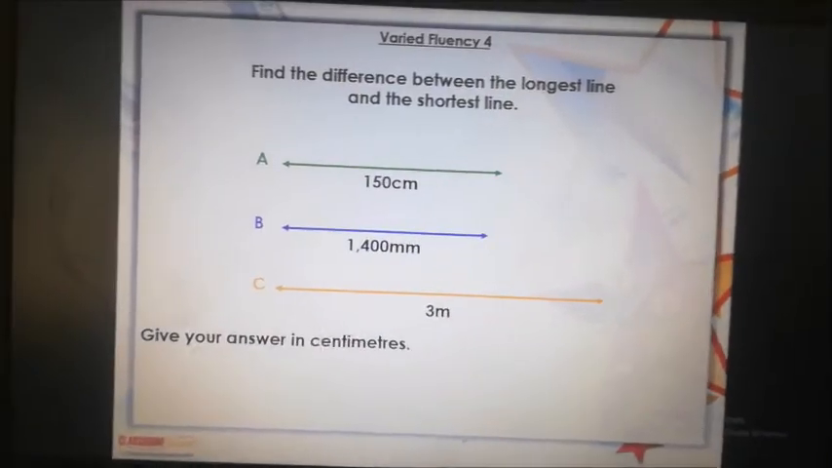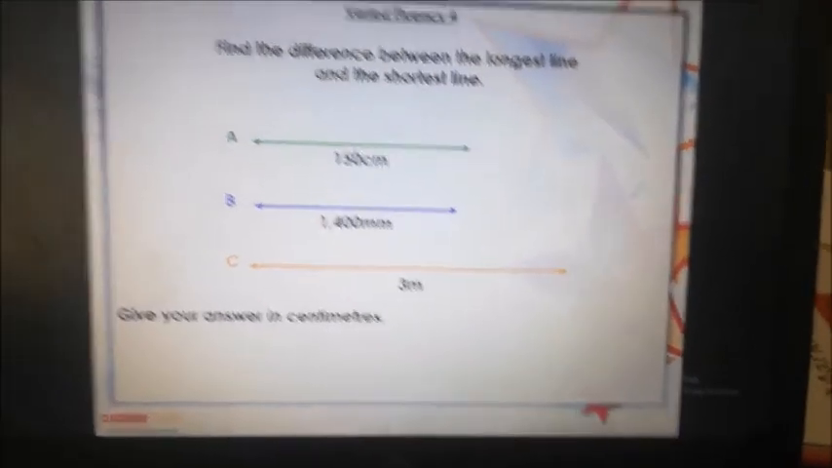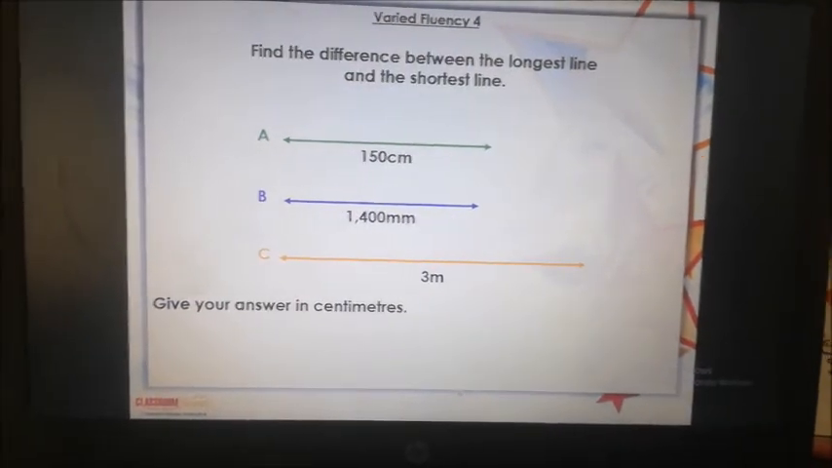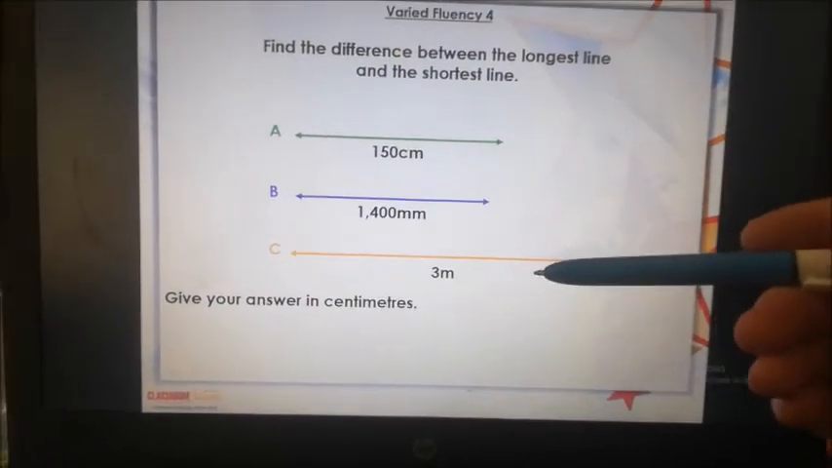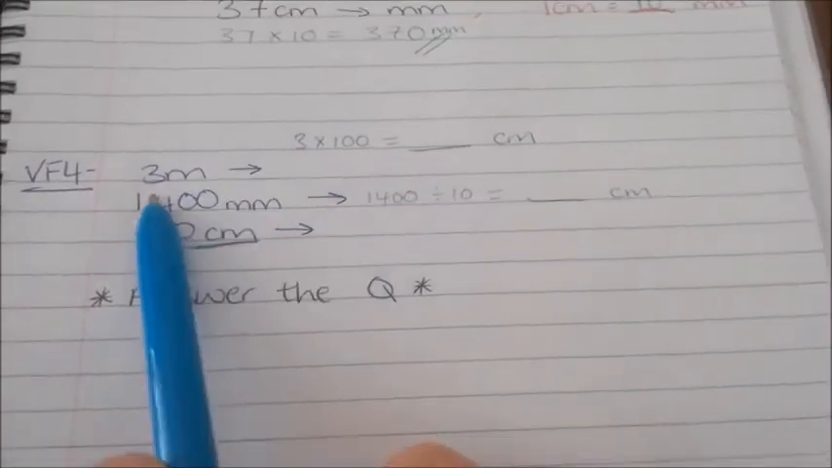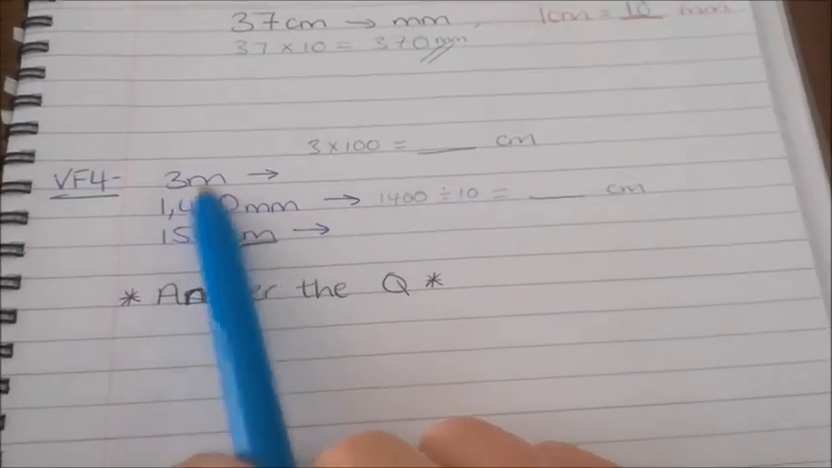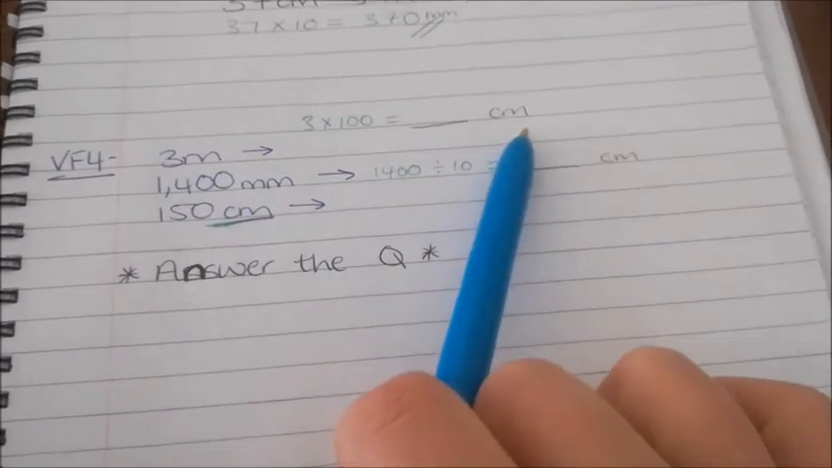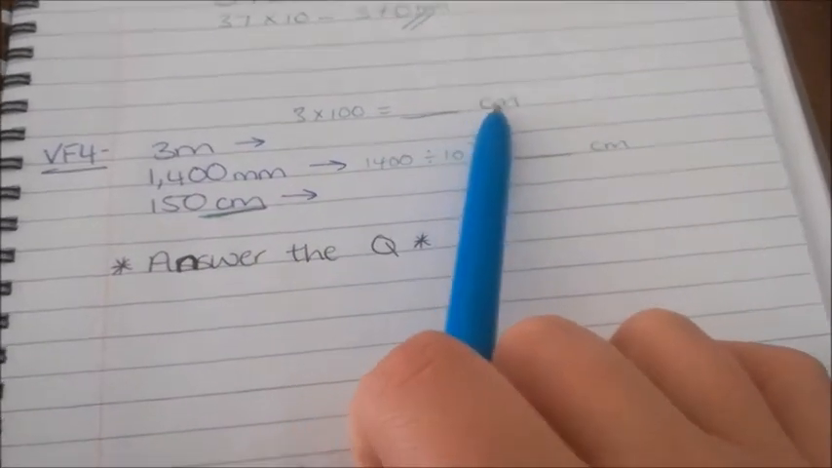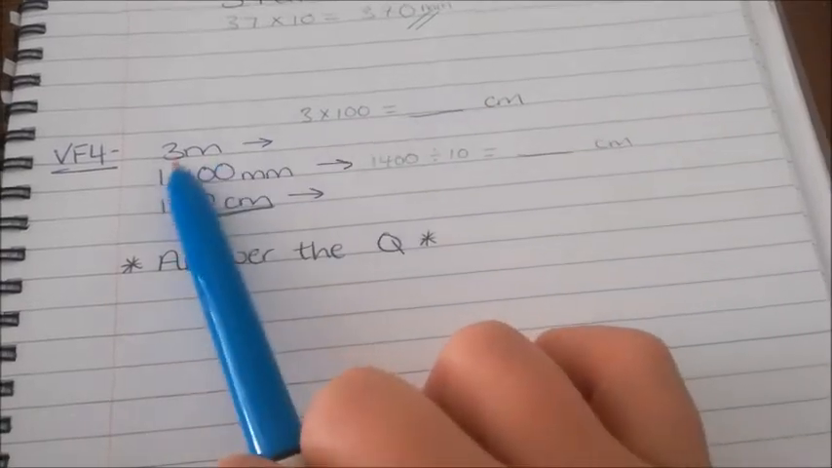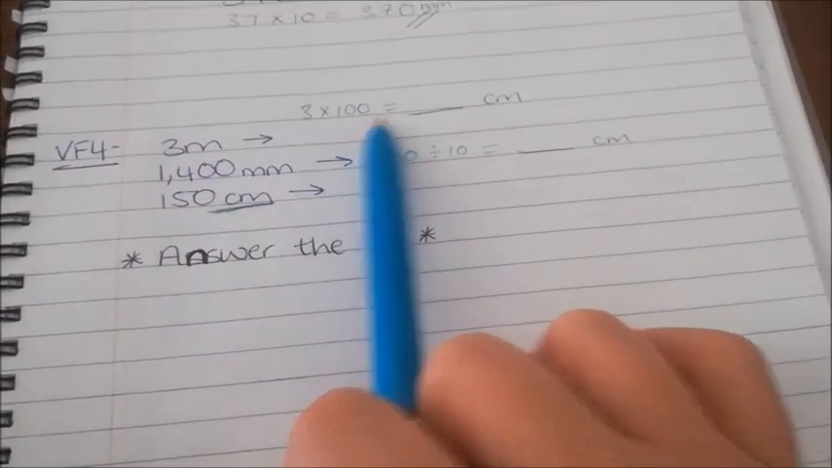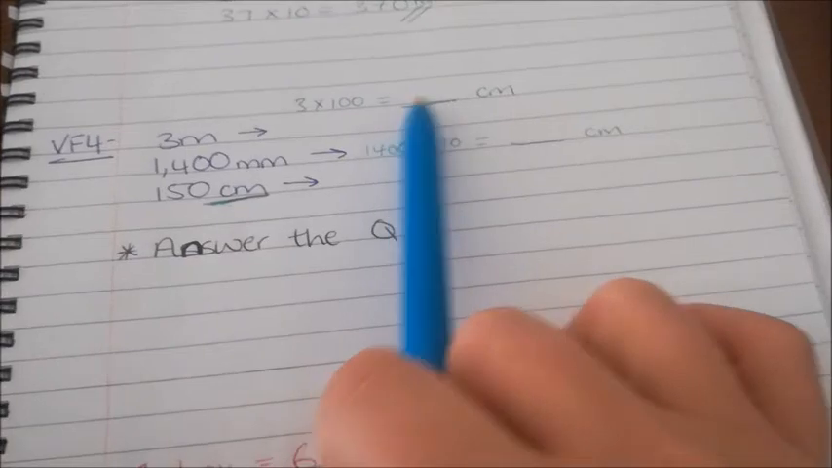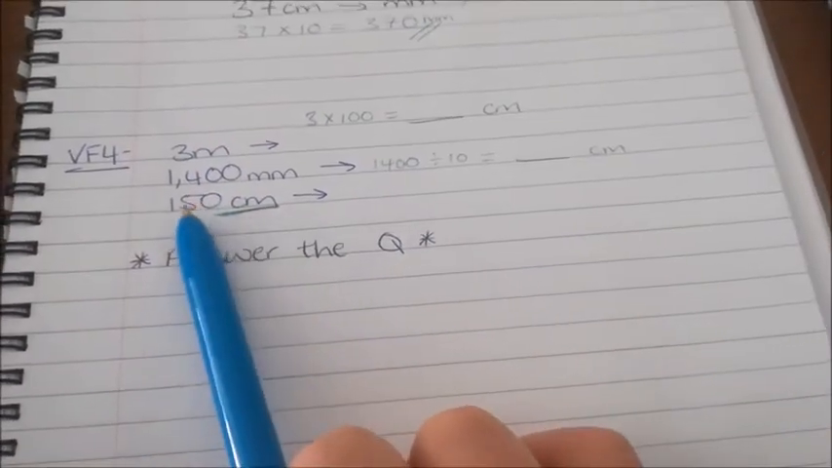Now this here, we're going to quickly look at this. Find the difference between the longest and the shortest line. We've got centimeters, millimeters, meters. Give your answer in centimeters. Right, so I've got this planned out here. I've got them in a slightly different order, but that doesn't matter. We've got 3 meters. We need to convert 3 meters into centimeters. Centimeters, we know, are 100th of a meter. So we'd need to times this 3 by 100 to get our answer in centimeters. I'm not going to work it out for you. That's something you need to do.